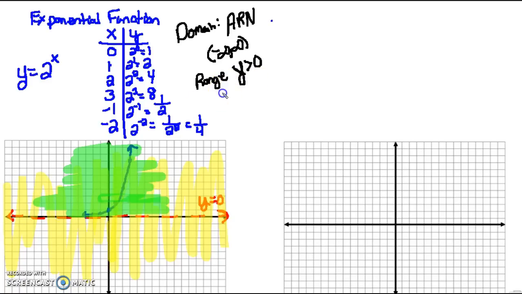So if you wanted to write that in interval notation, I start at 0 with a parenthesis, not a bracket, and I go to positive infinity. This is my range. What part of the y-axis am I using? And my domain is what part of the x-axis.